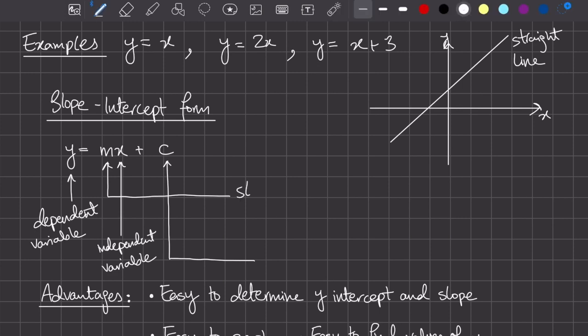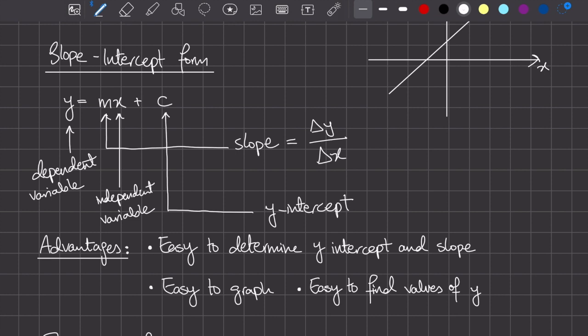M represents the slope of the equation, which refers to the steepness of the graph, and can be calculated by finding the change in y values divided by the change in x values, and c can be found by finding where the line crosses the y-axis. Since the slope-intercept form clearly provides us the values for the slope and the y-intercept, it is most useful when we are given the graph and need to find the equation, or we have the equation and need to graph it. Another advantage of it is that it is easier to find values for y given a value of x.